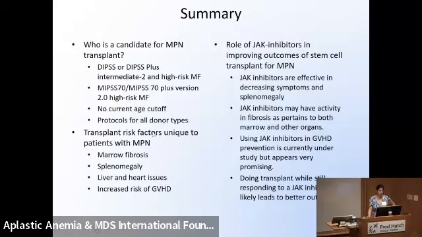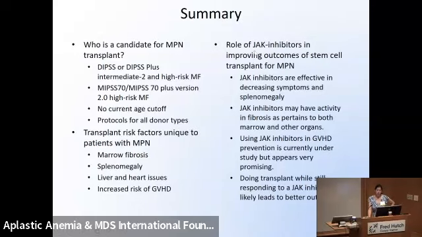What are the transplant risk factors unique to patients with MPNs? The marrow fibrosis, making it harder to engraft, making us need to use that chemotherapy to get the cells in. The splenomegaly, which we try to reduce to make sure that the cells go in the marrow. Liver and heart issues, which is another reason to transplant earlier before patients develop these issues. And then the increased risk of graft versus host disease we see in this inflammatory type disease.